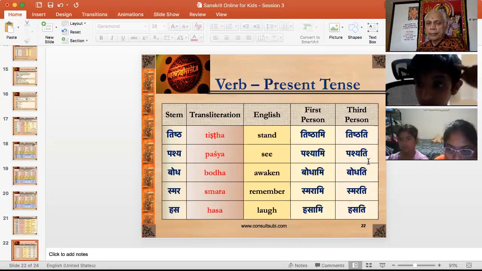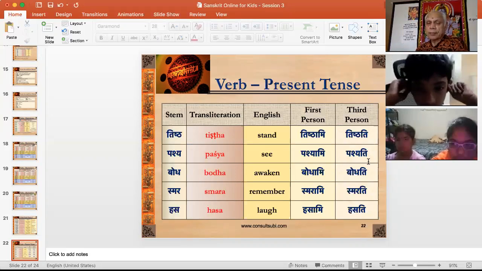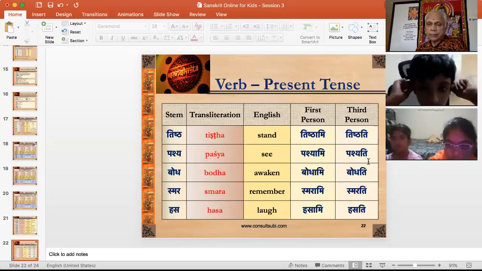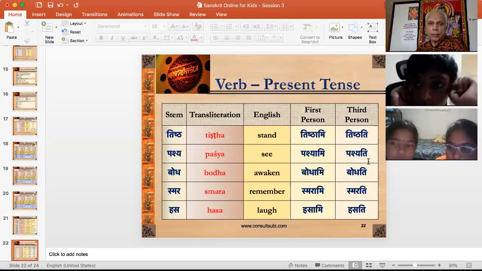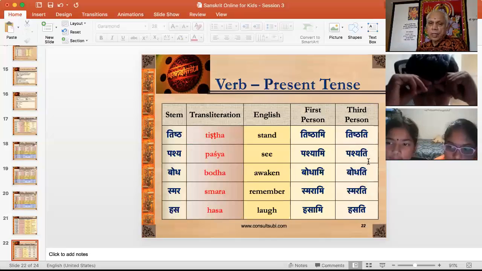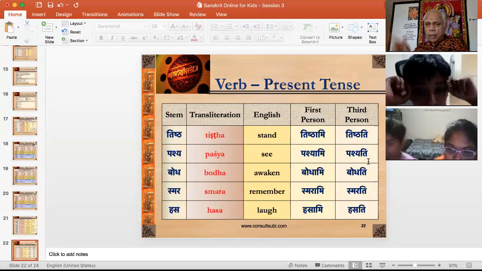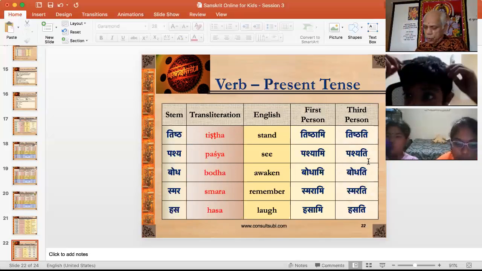Bodha, Bodhami. Smara, to remember, Smarami, Smarati. Hasa, to laugh. From Hasa comes the word Hasyam, which is a joke. Hasami, I laugh. Hasati. So you have therefore different tenses, and the present tense follows a certain rule.